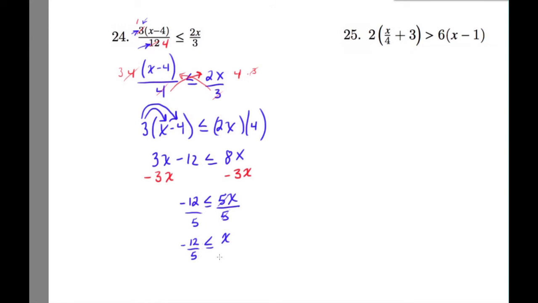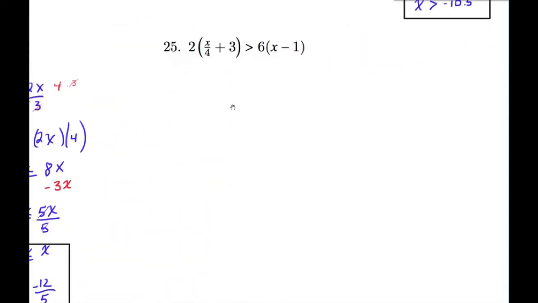The other way we can write this, if I wanted to write the x on the left, I know x is greater than or equal to negative 12 fifths. I could write it as x is greater than or equal to negative 12 fifths. Sometimes it's nicer to write the variable first. These both are correct. Okay, 25.